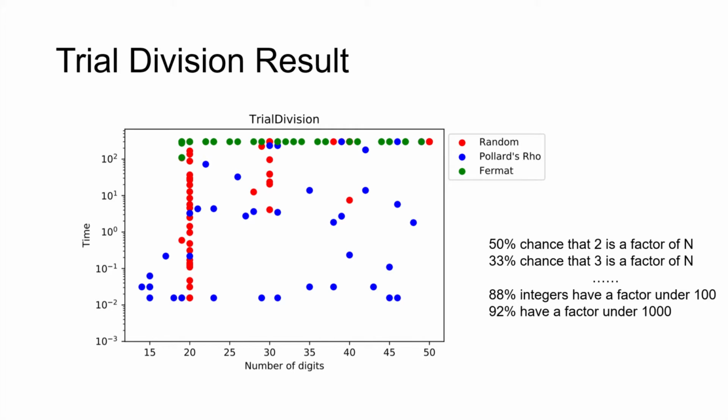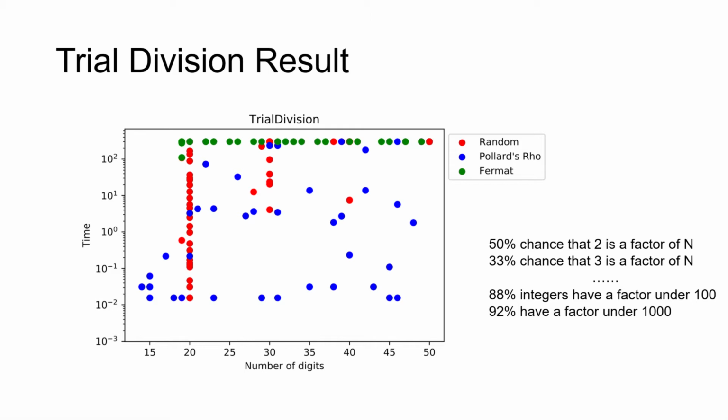Let's see this graph. The x-axis is the digits of the number to be factored, and the y-axis is the running time in seconds. Red spots stand for random numbers, blues are Pollard's rho numbers, and greens are Fermat numbers. Trial division is the simplest and most straightforward method. The required time grows exponentially along with the increase of digits, since it tries each odd number smaller than the square root of n.